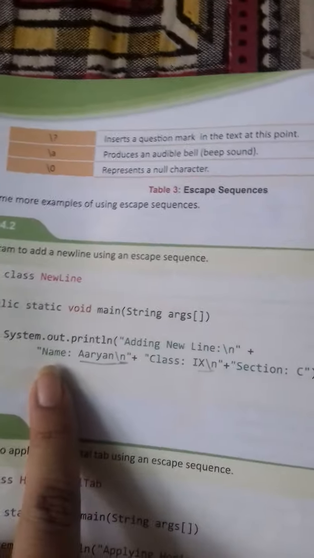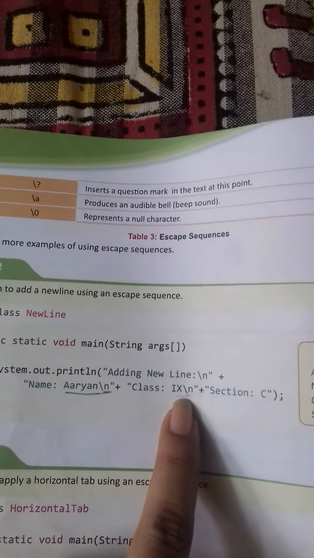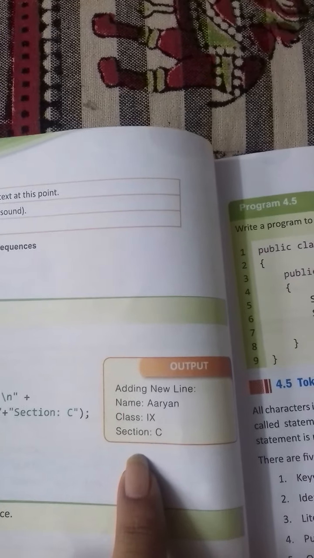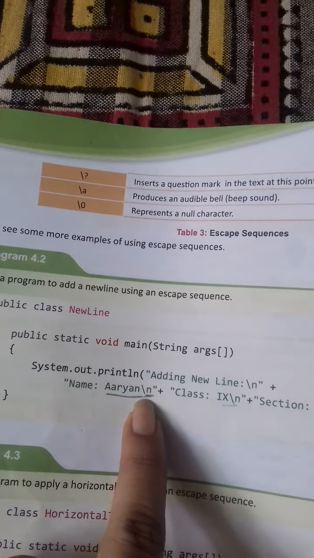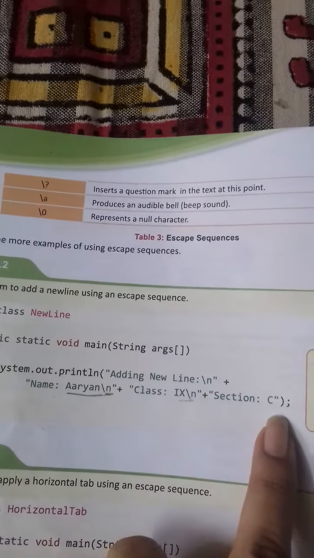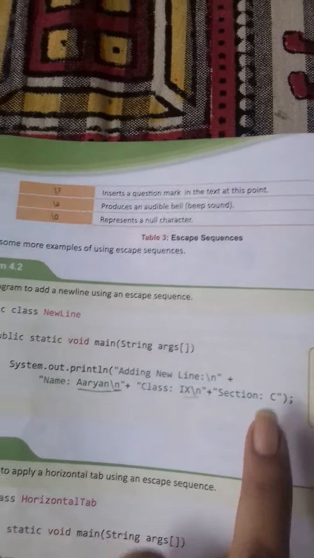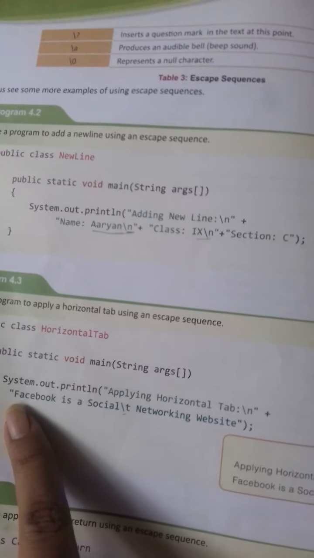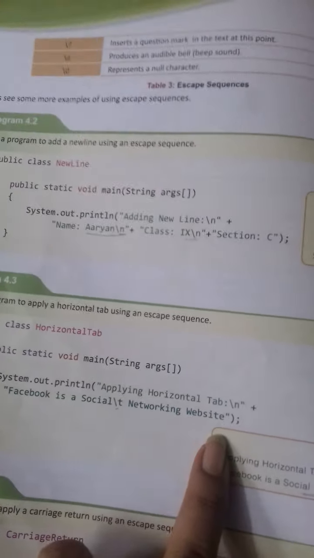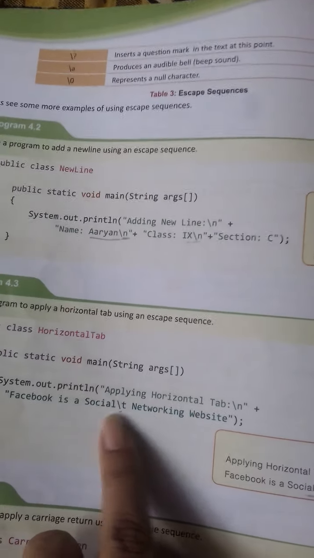For example, just see this program. Suppose I want to write name Aryan, class 9th and section C, and I want the output such that all three come below each other. Then what I will do is just write \n in front of each. So \n adds a new line in my output. Similarly, I have \t. \t is used for space. Can you see this line? Facebook is a social networking website. Between social and networking, I have added \t. So see what \t has done.